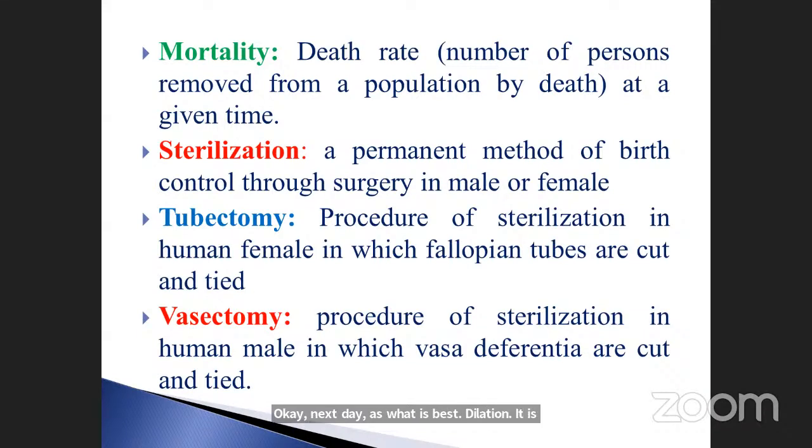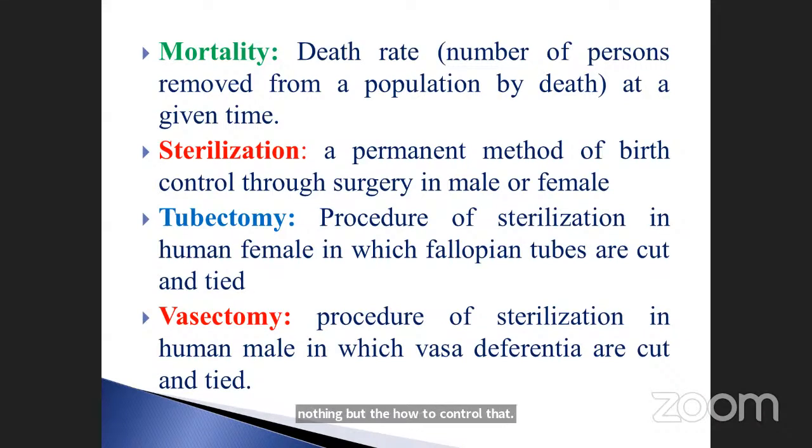It is another process. Here you don't think about the sterilization of milk or of any equipment. They are giving another technical word for this one: a permanent method of birth control through surgery in male or female. That is given here, tubectomy and vasectomy. This is also a very, very important one. Sterilization is nothing but how to control the birth rate.